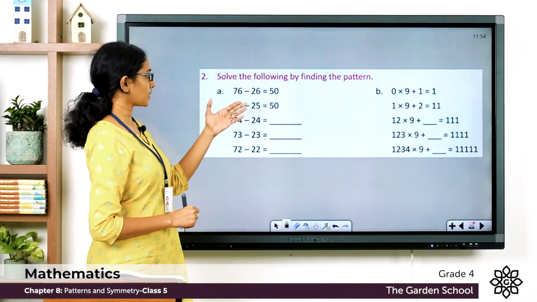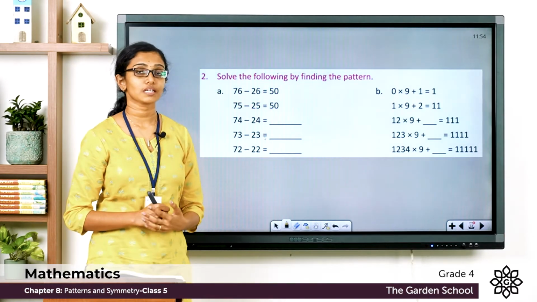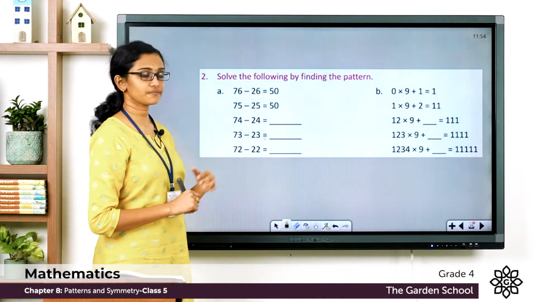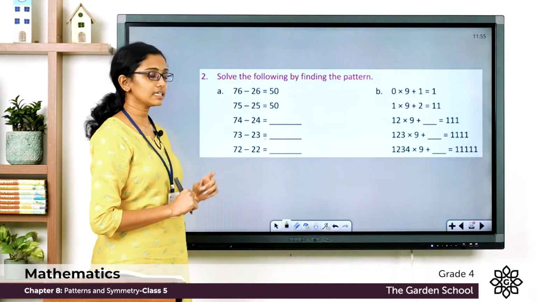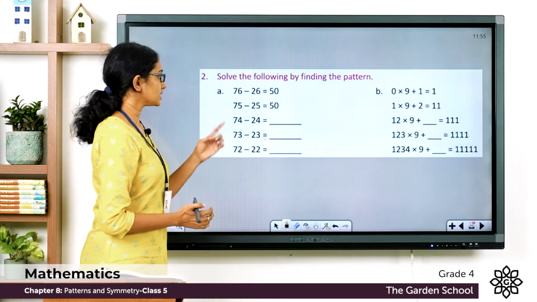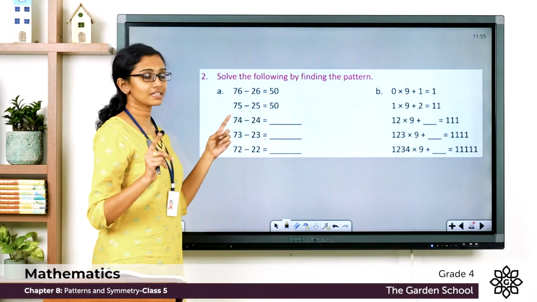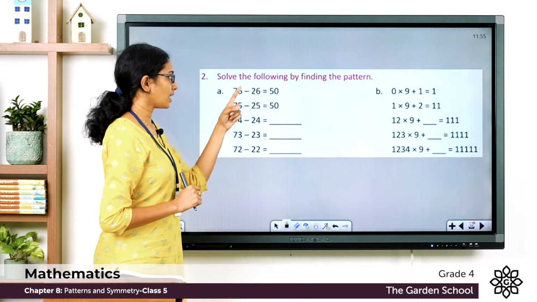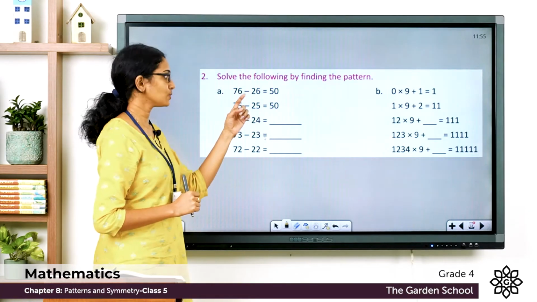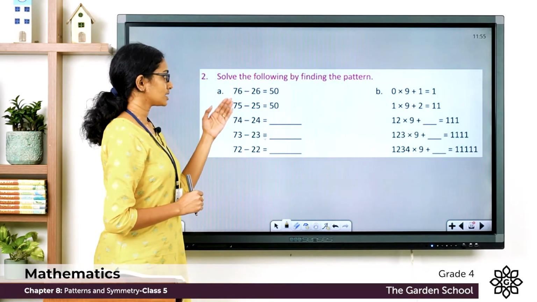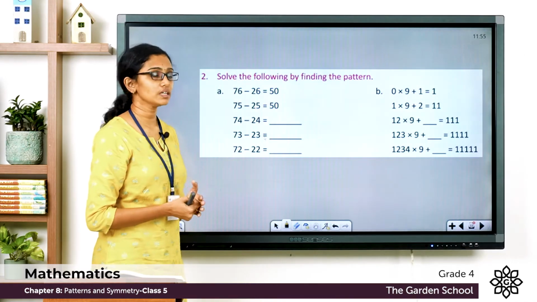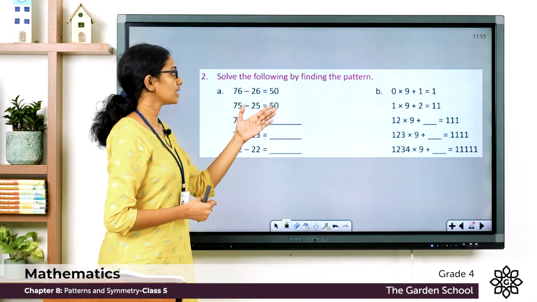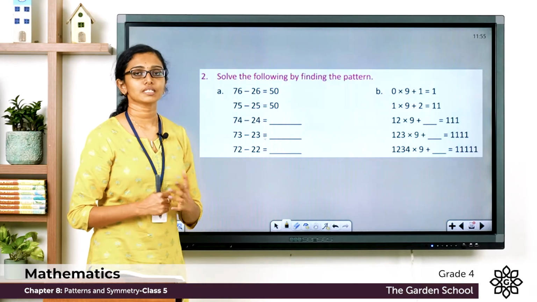Here, 76 minus 26. What is the difference? The difference is 50. Now, 1 is subtracted from both the minuend and the subtrahend, which makes it 75. 76 minus 1 is equal to 75. 26 minus 1 is equal to 25. So, 1 subtracted from both the minuend and the subtrahend, and what is the difference? 75 minus 25 is 50. The difference remains the same.